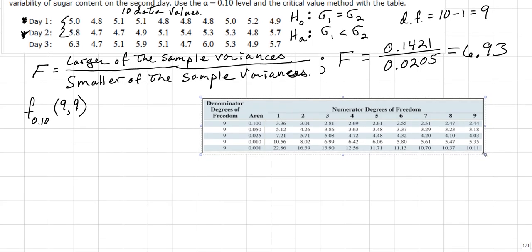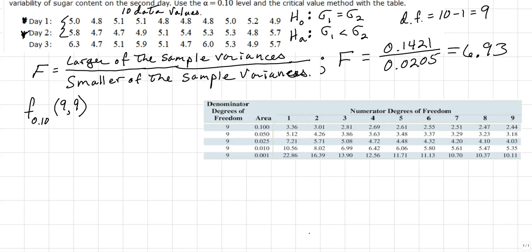So let me scroll up a little bit. Let's look at this. And notice that there's a column that says denominator degrees of freedom, and there is a row that says numerator degrees of freedom. Now, what we're going to be looking for is to start with area. And since we are looking at a significance level of 0.100, that's where we're going to start. So denominator degrees of freedom is going to be 9, and so I'll be looking at this. And then numerator degrees of freedom is also 9, so I'll be looking at this. And where the row and the column intersect, I get 2.44.